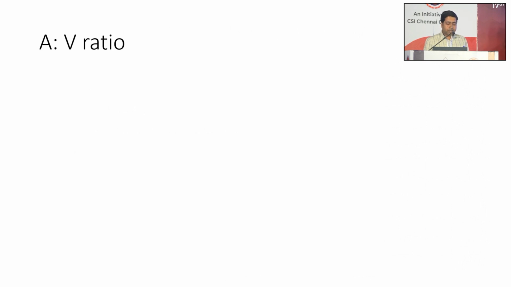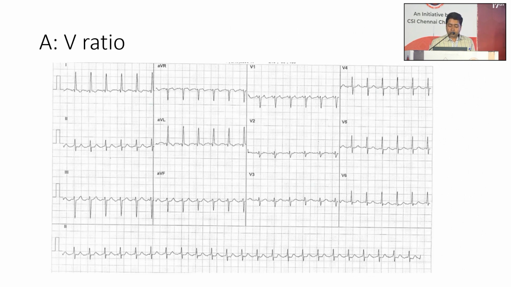When P waves are visible, we can look at the AV ratio. In this ECG, which is also a regular narrow complex tachycardia, there are 2 P waves per QRS complex, clearly seen in lead V1. When we see 2 P waves, meaning the AV ratio is more than 1:1, AVRT is almost ruled out because the VA relationship should be 1:1.